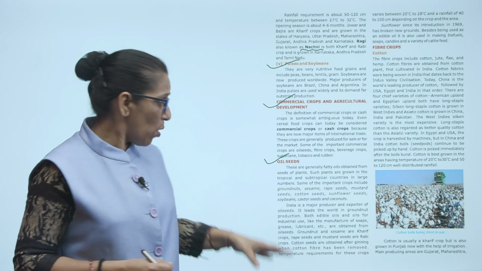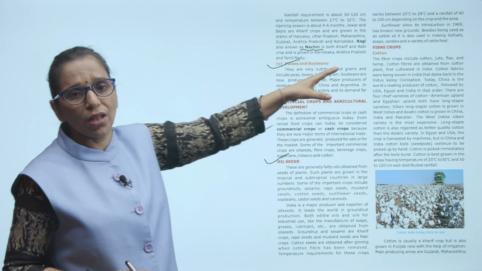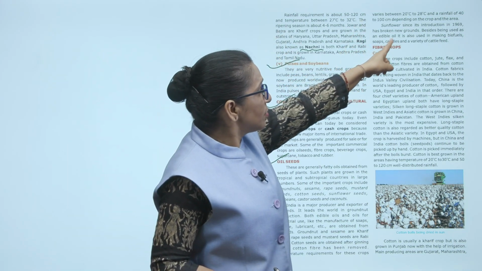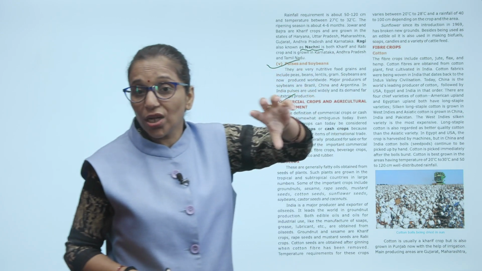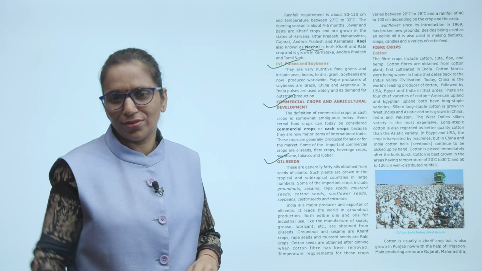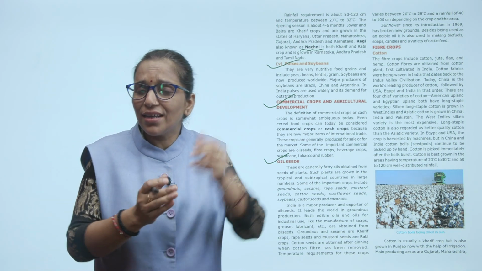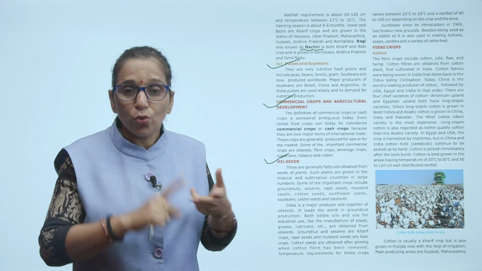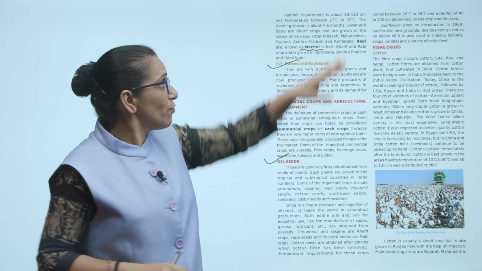Temperature requirement for these crops varies between 20 degrees centigrade to 28 degrees centigrade and rainfall 40 to 100 centimeter. Sunflower, since its introduction in 1969, has broken new grounds. Besides being used as an edible oil, it is also used for making biofuels, soaps, candles and a variety of cattle feeds. So sunflower we have introduced in 1969.